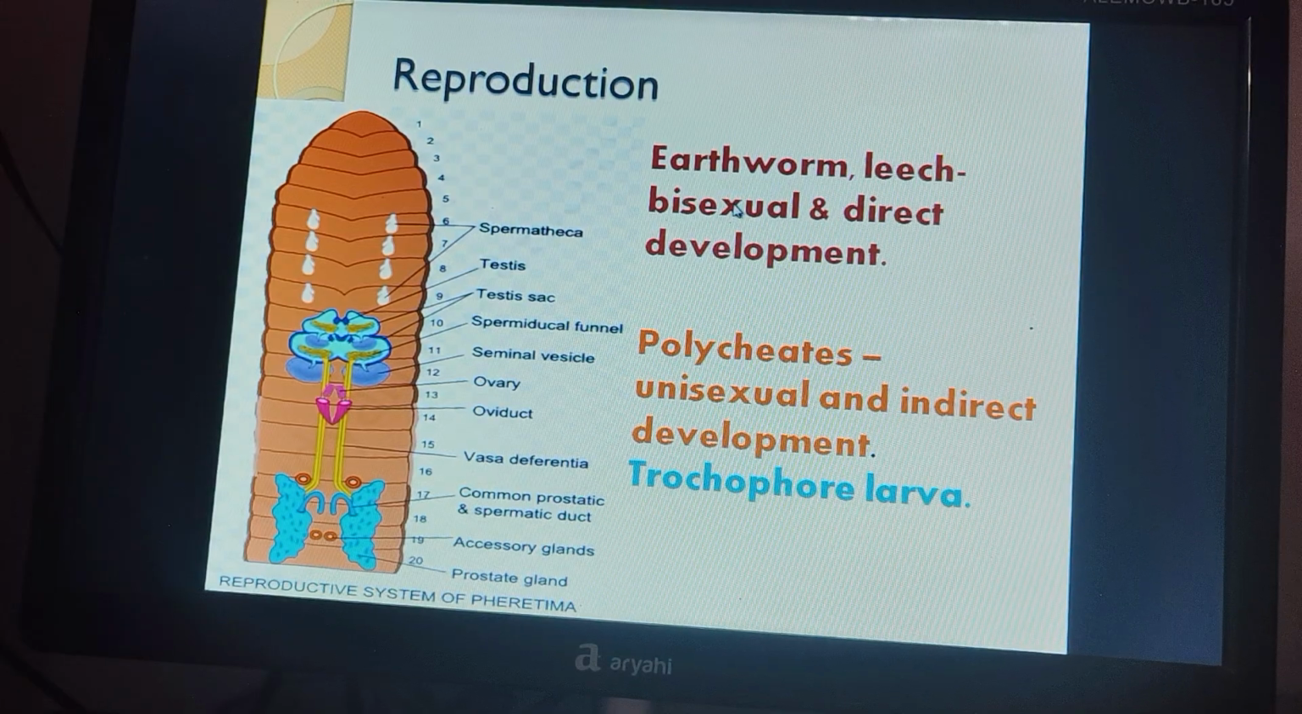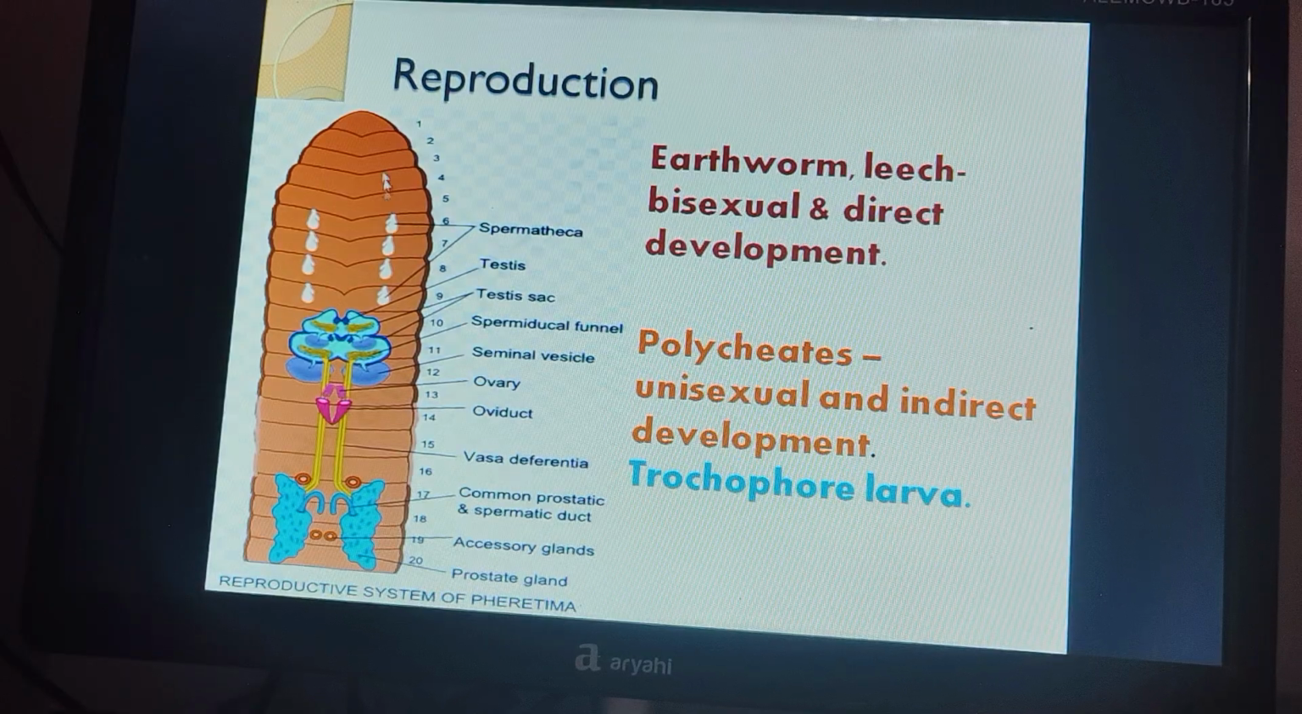Reproduction. So earthworms and leeches are bisexual animals, and you see direct development in them. So bisexual and direct development, no larval forms. But polychaetes are unisexual animals. They show indirect development, and the name of the larva is trochophore larva.